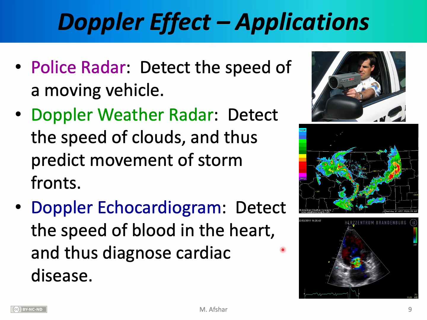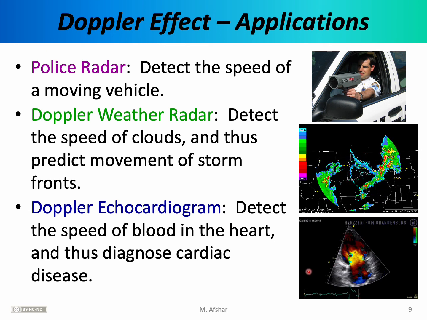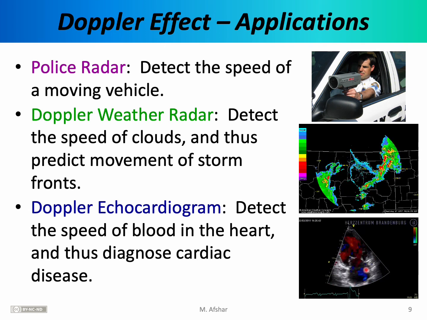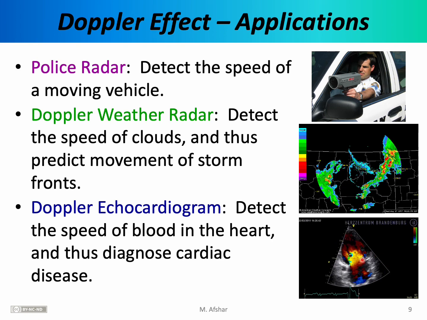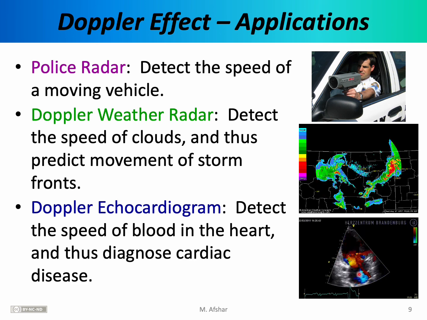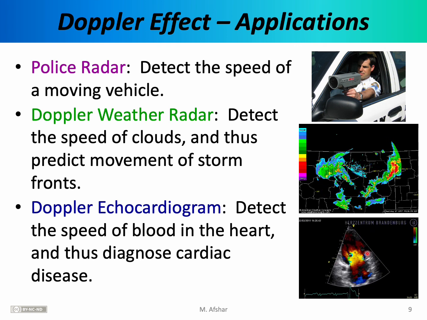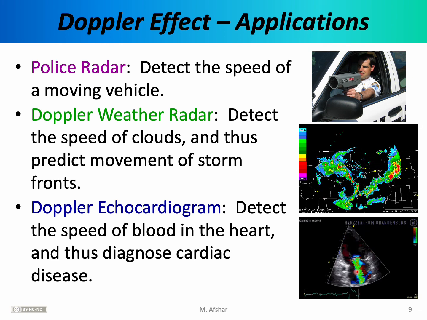The Doppler effect is also used in medicine. The Doppler echocardiogram can be used to measure the speed of, for example, blood inside the heart. So what you see in this animation here is blood actually rushing in and out of the heart as the heart pumps. Again, here we can measure the speed of the blood by simply looking at the change in the frequency of the echo or the reflected waves.